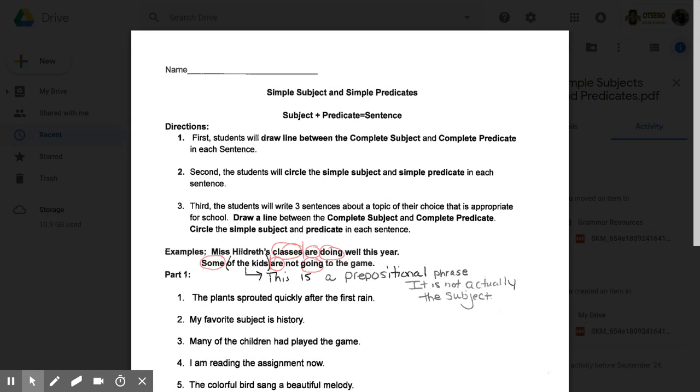Third, the students will write 3 sentences about a topic of their choice that is appropriate for school. Draw a line between the complete subject and complete predicate. Circle the simple subject and predicate in each sentence. Okay, so I gave you some examples.